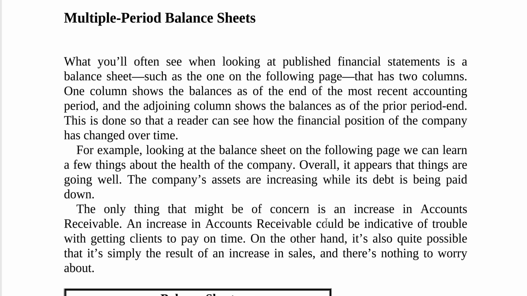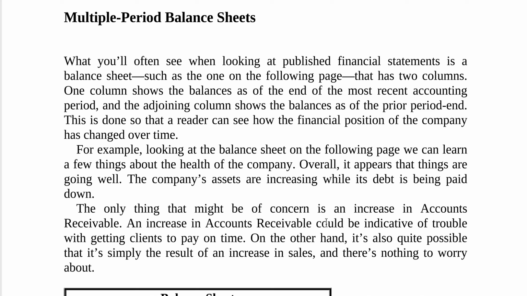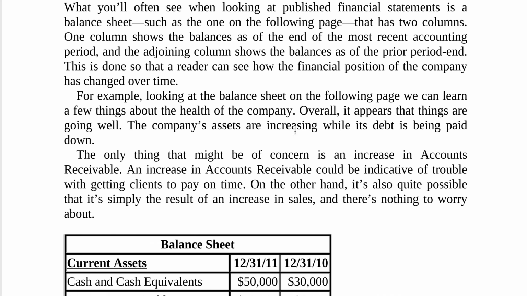Now, multiple period balance sheets. What you will often see when looking at published financial statements is a balance sheet such as the one on the following page that has two columns. One column shows the balance as of the end of the most recent accounting period, and the adjoining column shows the balance as of the prior period. So every company prepares a balance sheet and it shows current period balances and also previous year balances.